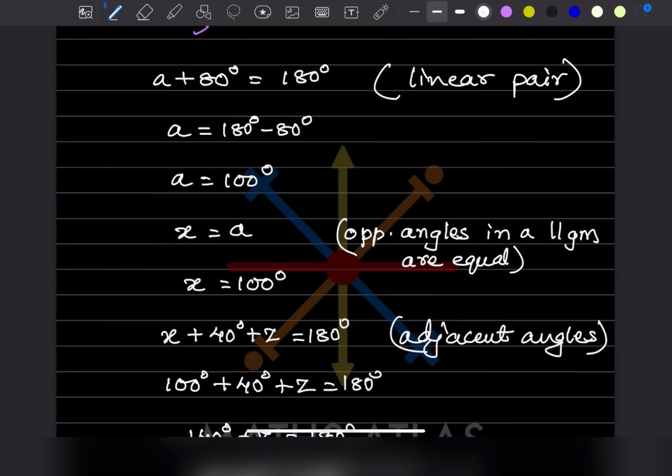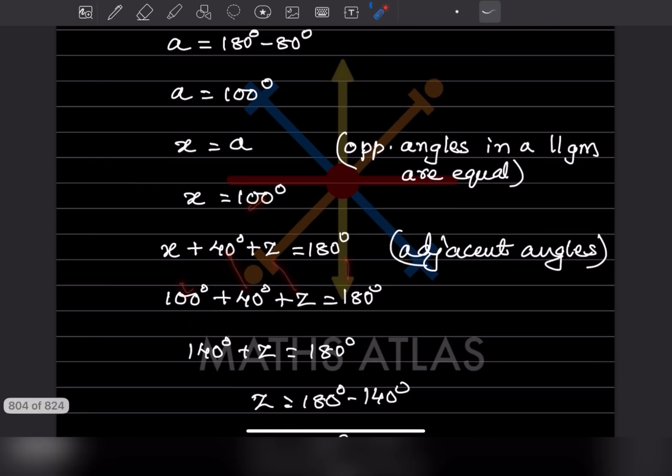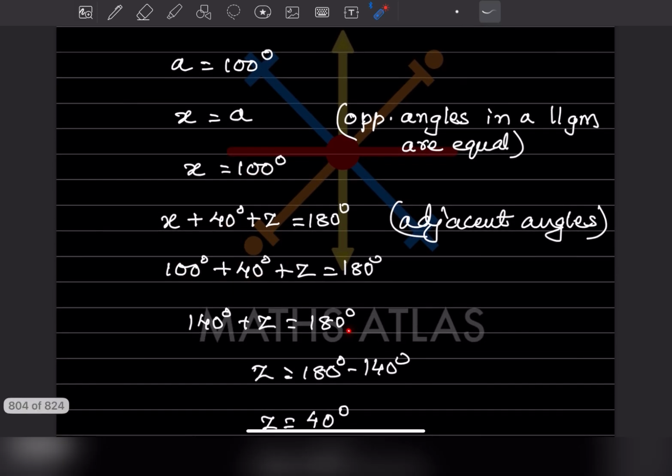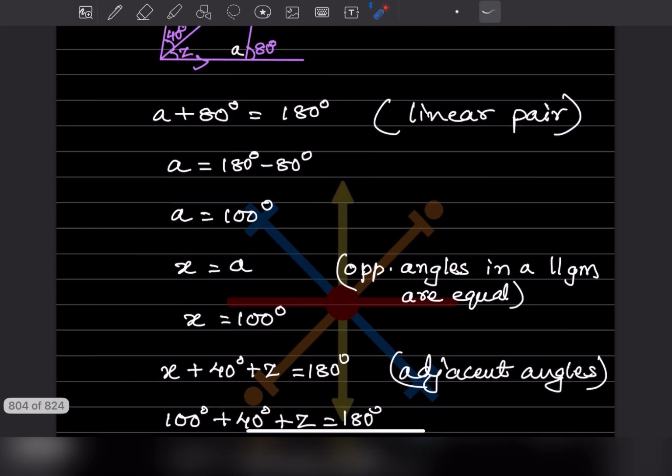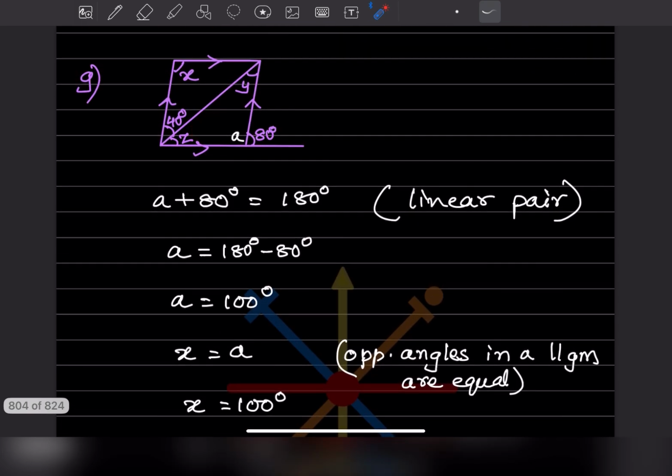Now what will you do? We got the value of x, that is 100. 100 plus 40, and we don't know z, that is 180. So this will be 140 plus z is 180. So z is going to be 180 minus 140, so z is going to be 40. Now we got z as 40. So what should be that?